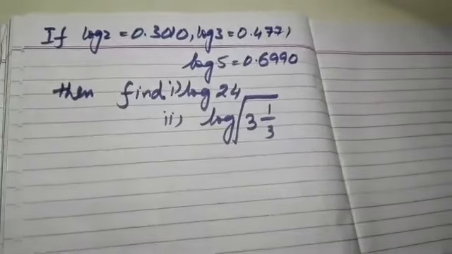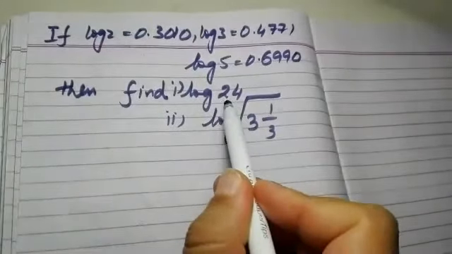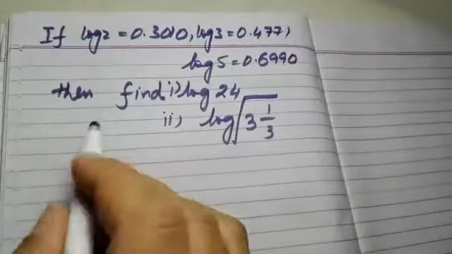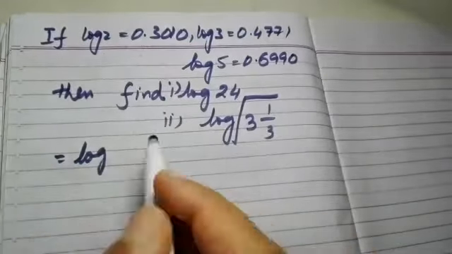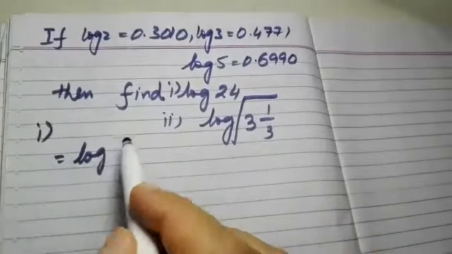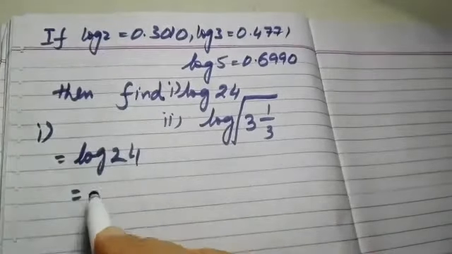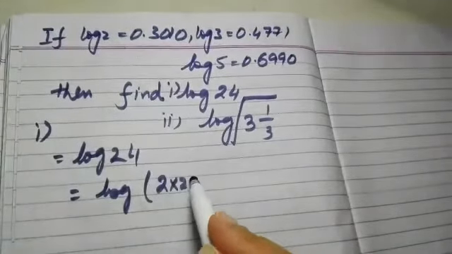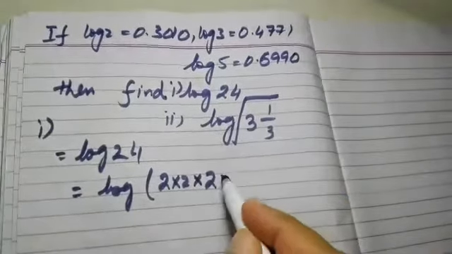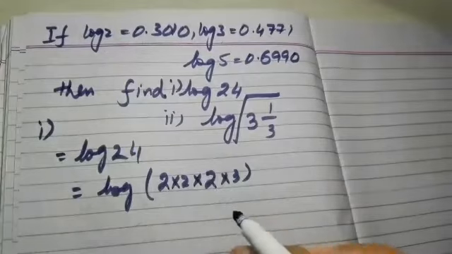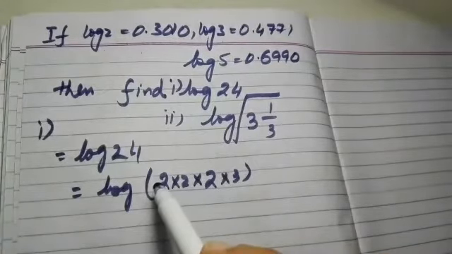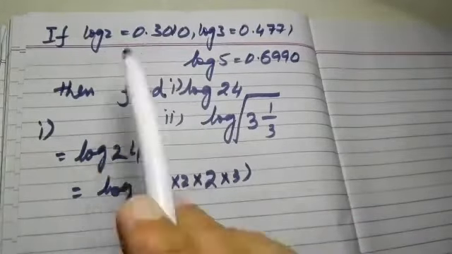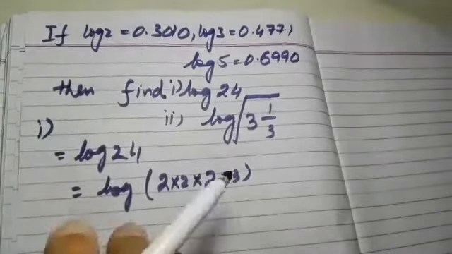The procedure is very simple. We will convert this number 24 into multiples of 2, 3 and 5, these sort of numbers. You can see that log 24 can be written as log of 2 into 2 into 2, that will make 8, 8 times 3. So I will convert the 24 into multiples of 2's and 3's only, so that I can utilize log 2 and log 3 in the later part of this question.